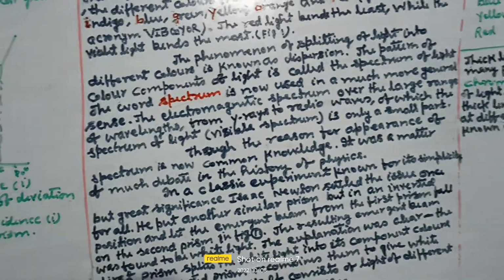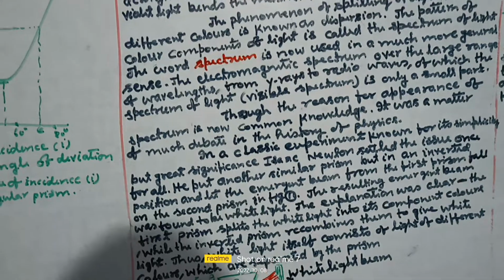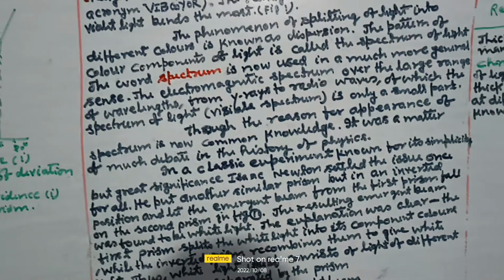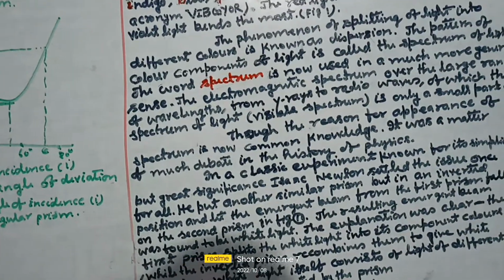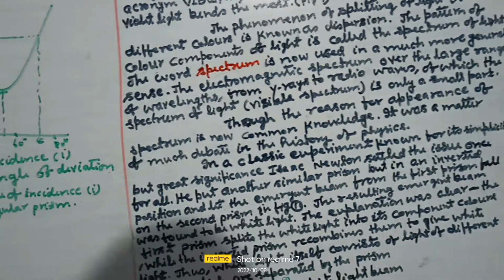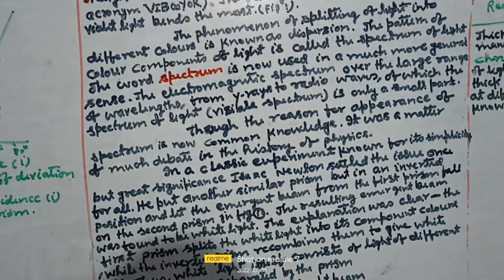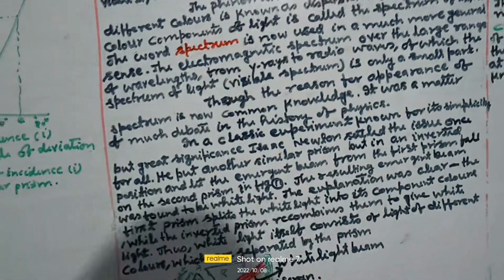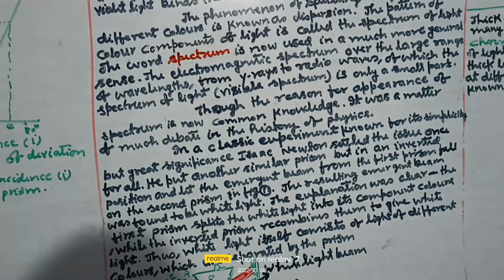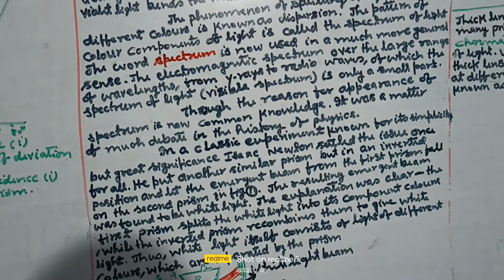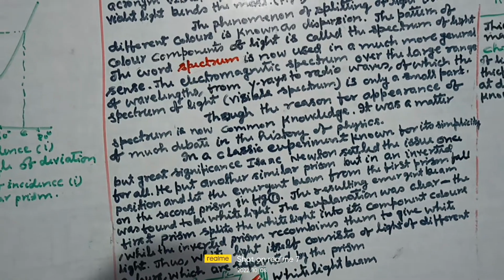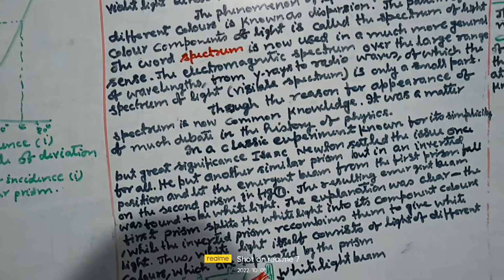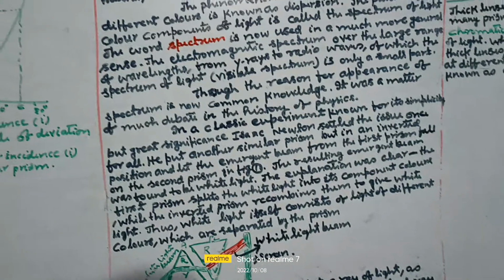In a classic experiment, known for its simplicity but great significance, Isaac Newton settled the issue once and for all. He put another similar prism, but in an inverted position, and let the emergent beam from the first prism fall on the second prism, as in figure 2. The resulting emergent beam was found to be white light. The explanation was clear. The first prism splits the white light into its component colors, while the inverted prism recombines them to give white light. Thus, white light itself consists of light of different colors which are separated by the prism.